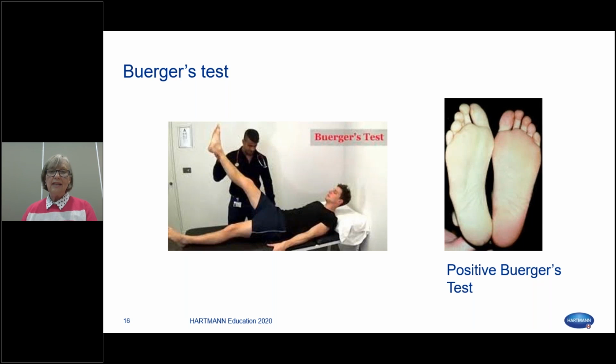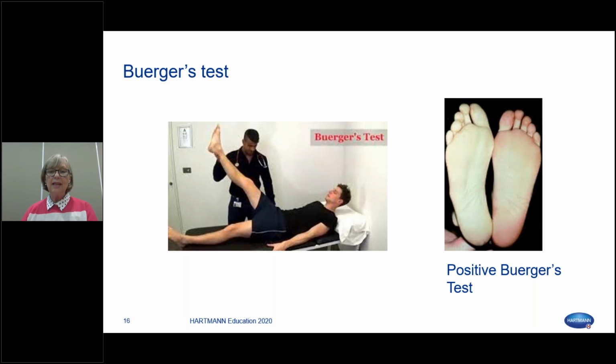Finally, another indicator is ghostly white legs on elevation, which is known as a Berger's test. This is a simple test that can help you to assess the adequacy of the arterial supply to the leg. With the patient supine, stand at the bottom of the bed and elevate the legs to an angle of 45 degrees and hold for 1 minute.